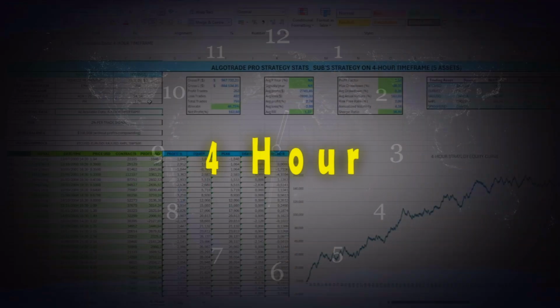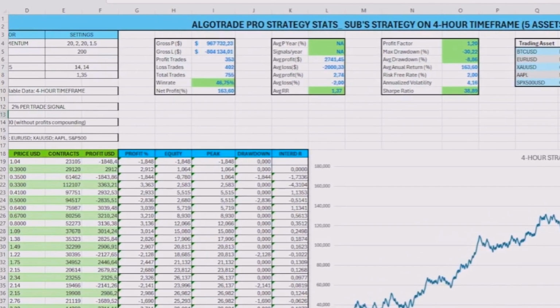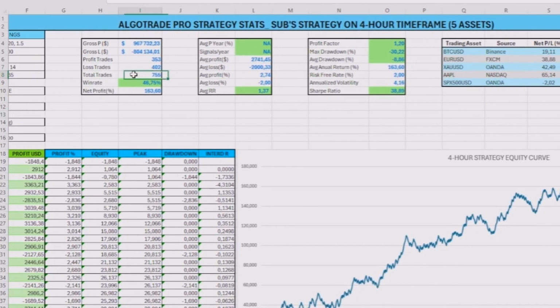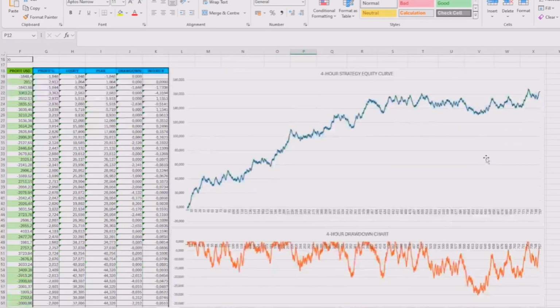Next, in the 4 hour time frame, this strategy was quite efficient, because after 755 trades, it got a win rate close to 47% and a net profit of 163%. The drawdowns were acceptable and the equity chart was quite solid.